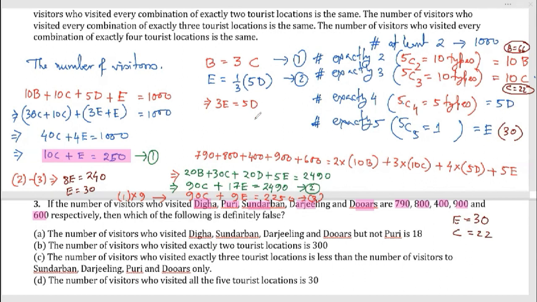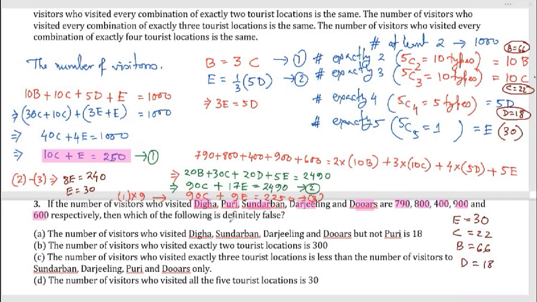And D will be equal to, as E is equal to 30, so 6 into 3, 18. D is equal to 18. So these are the data: B is equal to 66 and D is equal to 18. These are the data I have received.